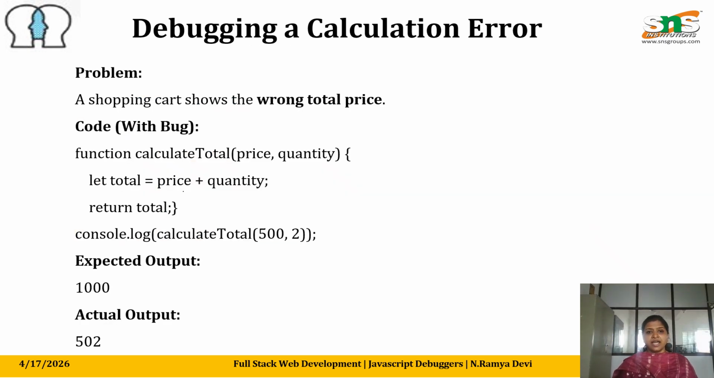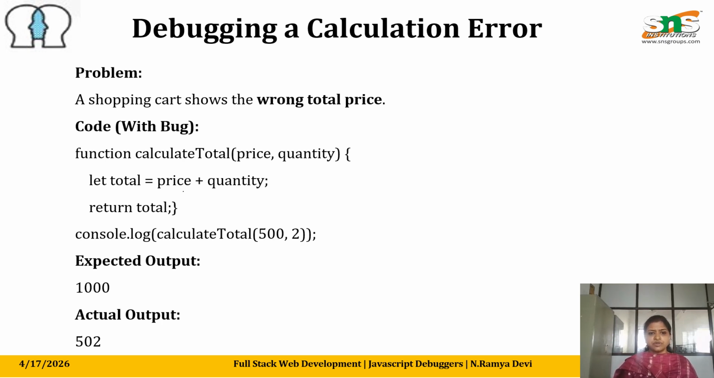Here we have a debugging example of a calculation error. For example, a shopping cart shows a wrong total price. This is the code for that. We have a function called calculateTotal, and we have two arguments in it: one is price and another is quantity. We have a total variable which adds these two variables, price and quantity, and returns the total.